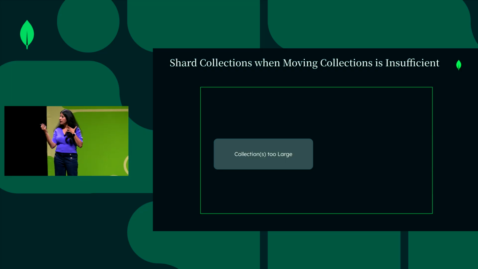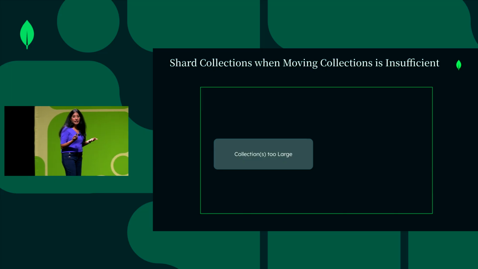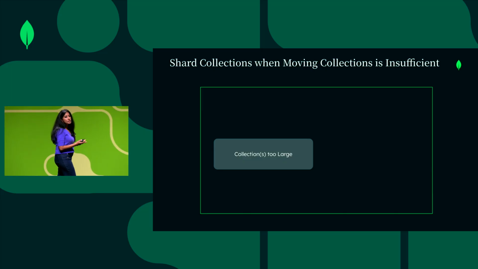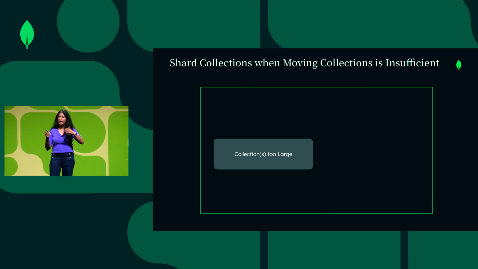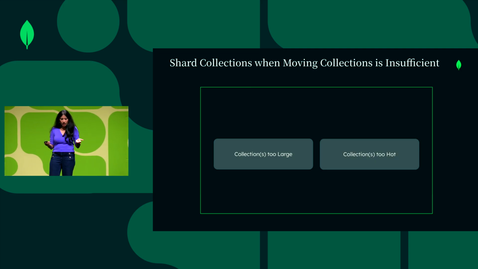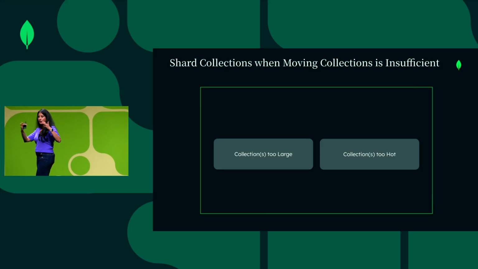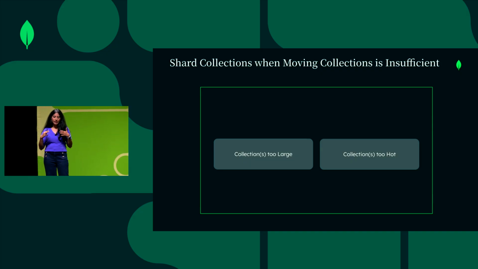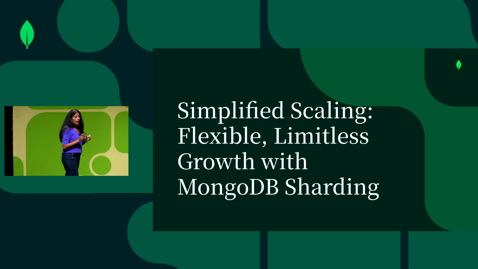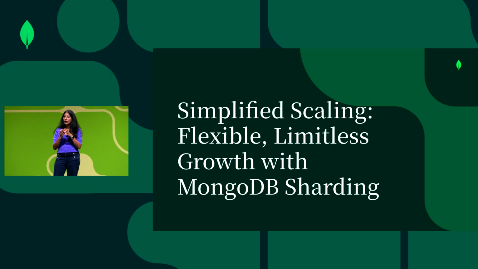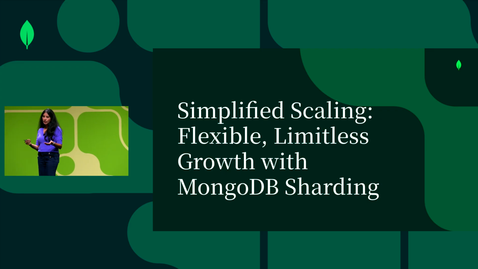Our recommendation generally is that you do move collection for your scaling, but in some cases, move collection is not sufficient. In those cases, if it's too large, I can't really move it to a bigger machine because it doesn't exist. Or if it's too hot, I definitely need to break it down so that I can divide my read and write load amongst the number of shards in the cluster. So basically, all 8.0 plus has done for us is made it possible for you to be really flexible, and have limitless growth with MongoDB sharding.